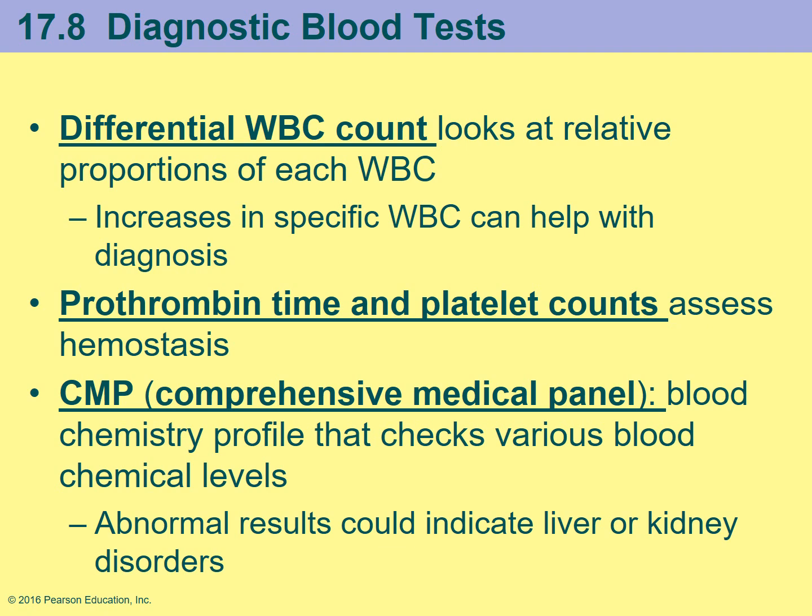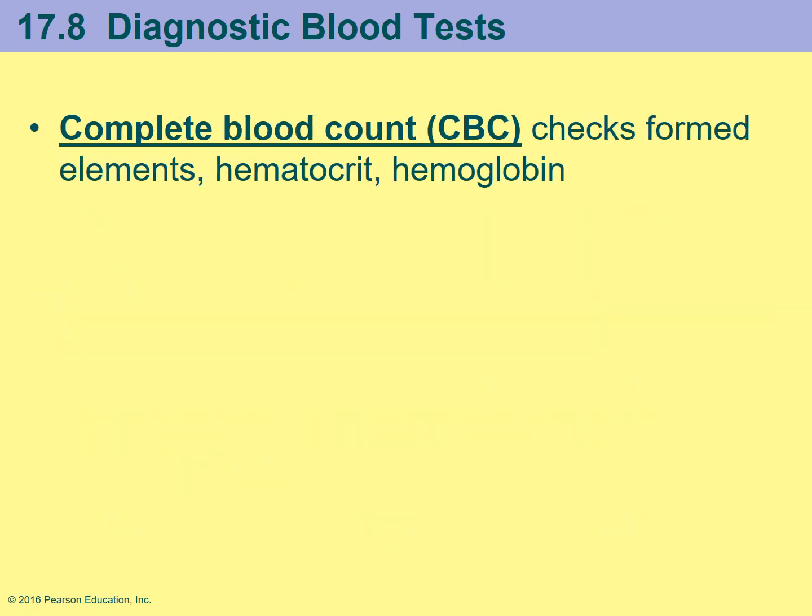You can do platelet counts to get an idea of hemostasis. You can do a comprehensive metabolic panel where you're looking at the chemicals that are in the blood. And that can give you indications in terms of kidney function and liver function. Complete blood counts, CBC, this is going to be looking at the formed elements, the hematocrit and the hemoglobin.